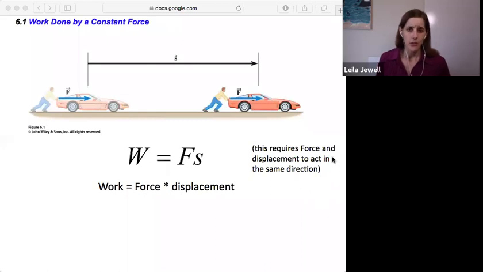Note that this equation requires that the force and displacement are acting in the same direction. We'll get to a more general case in just a moment. But let's first take a moment to try and process, what does this mean, force times displacement? Well, it means that in order to get credit for doing work, like pushing on this car, if you apply a forward force on the car, it only counts as work if you also move the car. So just pushing on the car and not moving it anywhere isn't doing work.